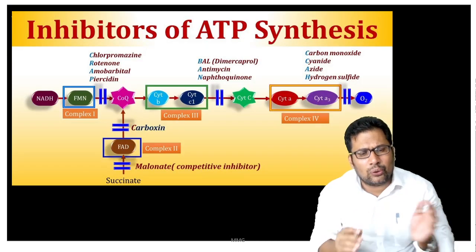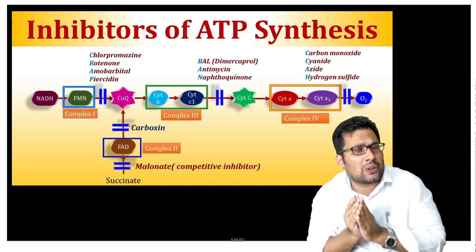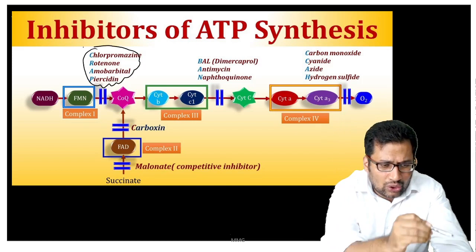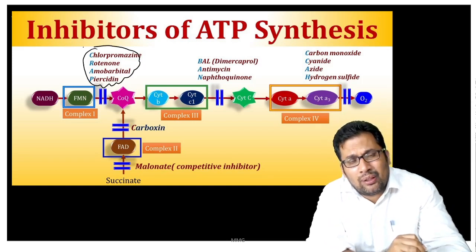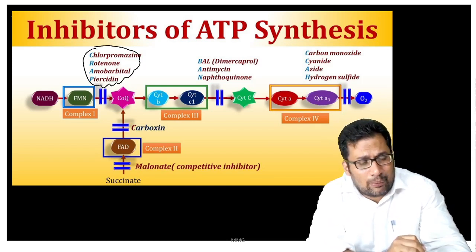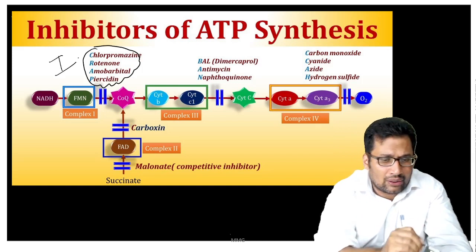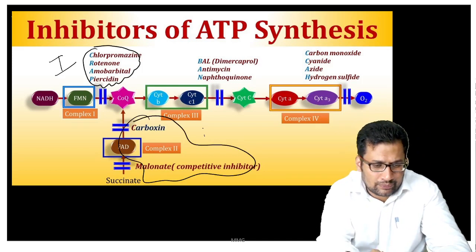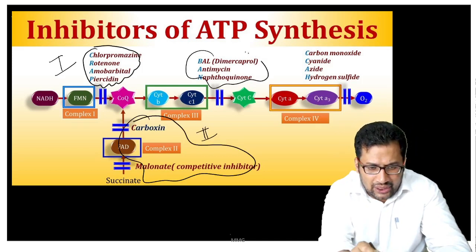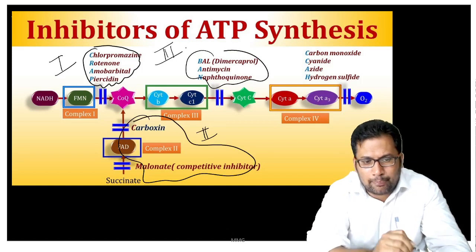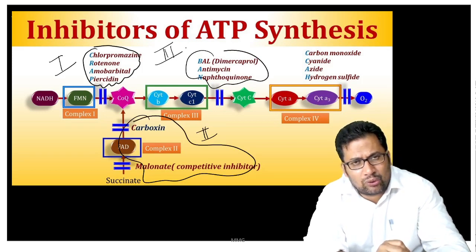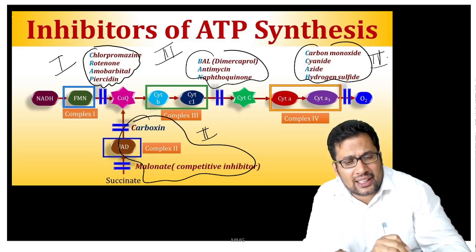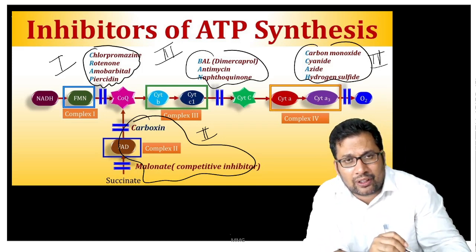Next, look at one more picture here. Inhibitors of electron transport chain. You can see here chlorpromazine, rotenone, amobarbital, piericidin A. All these are complex 1 inhibitors. Complex 2, carboxin and malonate. Complex 3, BAL, antimycin, naphthoquinone. Complex 4, carbon monoxide, cyanide, azide, hydrogen sulfide.